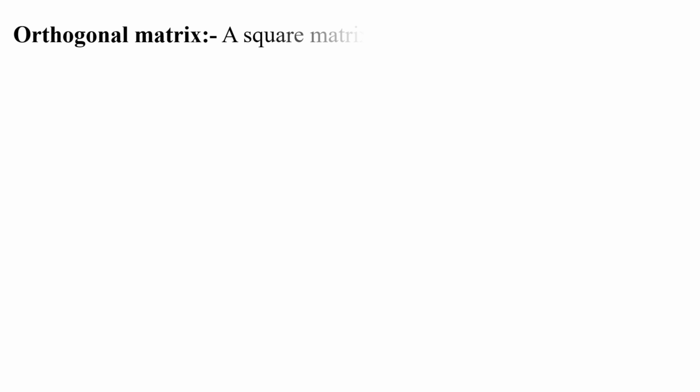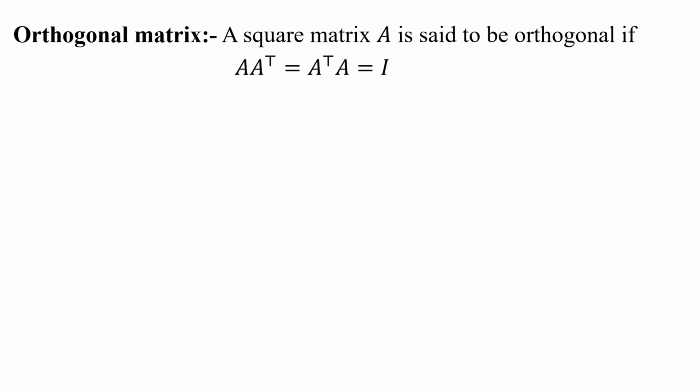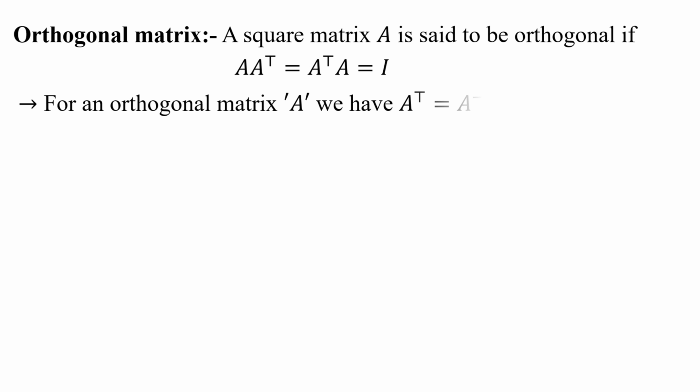Orthogonal matrices. A square matrix capital A is said to be orthogonal if A into A transpose is equal to A transpose into A is equal to I. If you remember the definition of the inverse of a matrix, a matrix multiplied by its inverse should be equal to identity. So if you compare both the definitions, for an orthogonal matrix, its transpose and inverse will be equal.